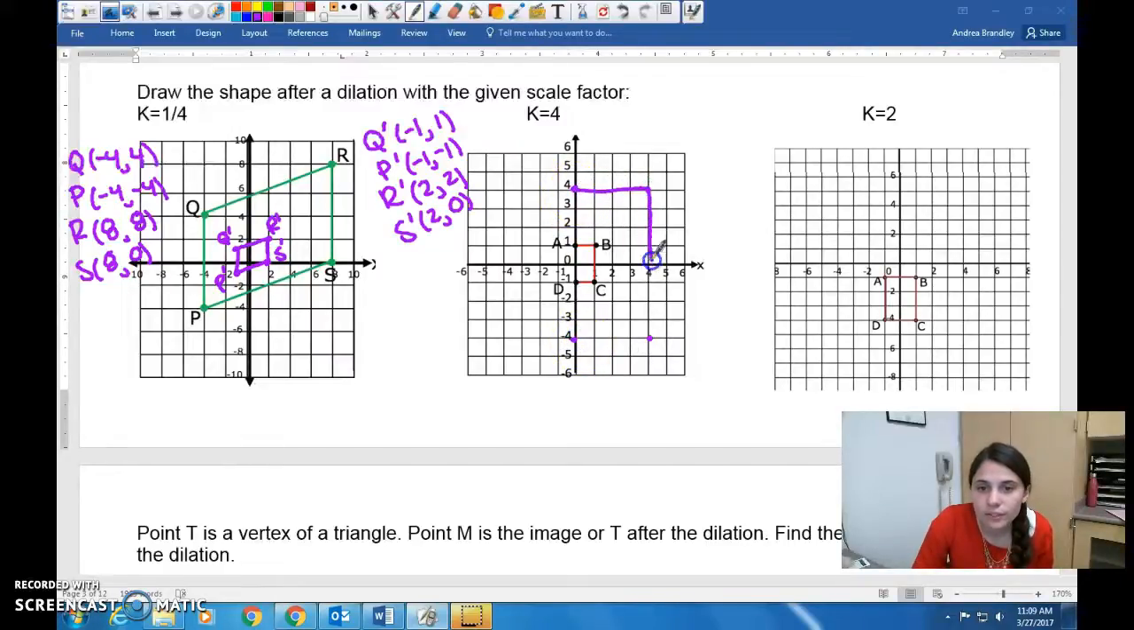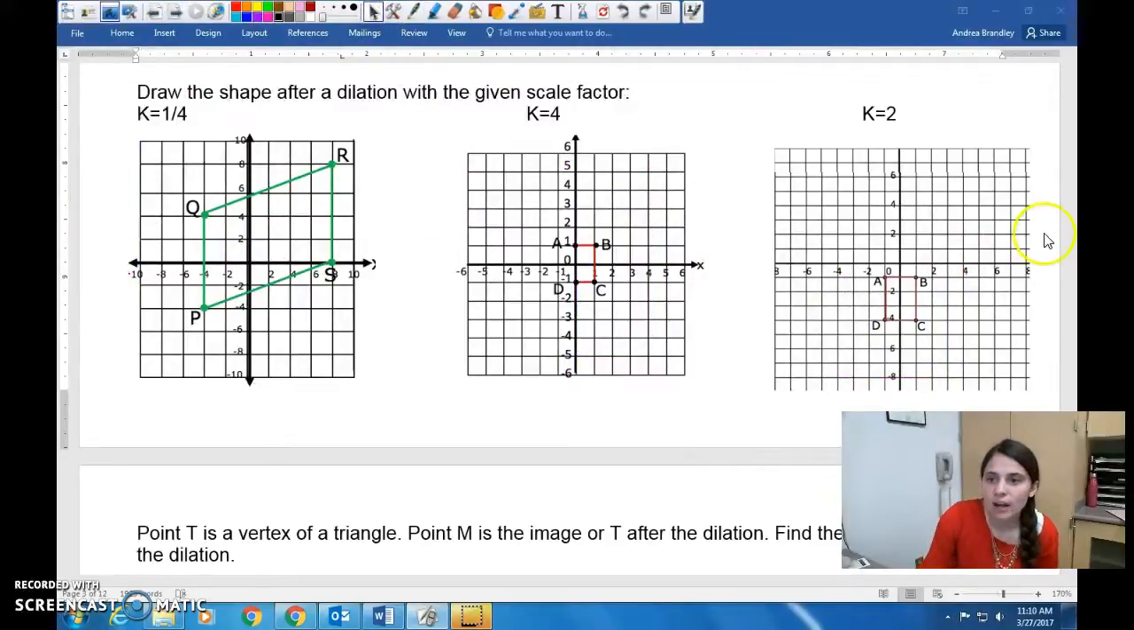So this is my new figure, and it becomes labeled A prime, B prime, C prime, D prime. This one starts at -1, -1. Scale factor is 2, so this point's going to go to -2, -2. 1, -1 is going to go to 2, -2. And here, and here. Go ahead and connect those points. And I have A prime, B prime, D prime, C prime. So those are just a few examples of dilating figures.